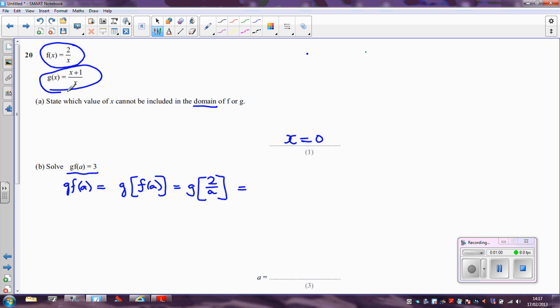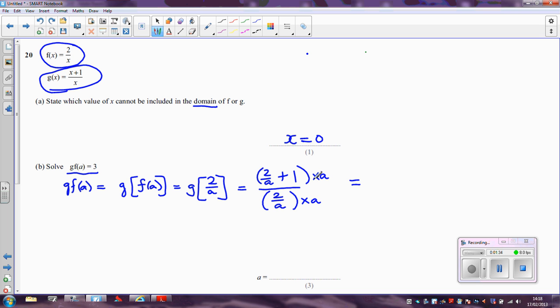Now from g(x), we know that g(x) is x plus 1 divided by x, which means that g of this thing is going to be this thing, in other words, 2 over a plus 1 divided by this thing again, which is 2 over a. And that's a bit of a mess because we've got fractions divided by fractions. There's a neat little trick that I can do here to get rid of those. If I multiply the top and the bottom by a, and the reason I choose a is because it's the denominator at the top and the bottom, you'll see that this simplifies hugely.